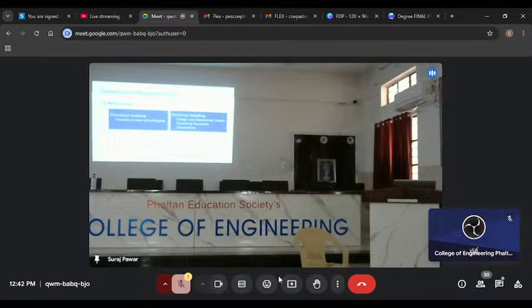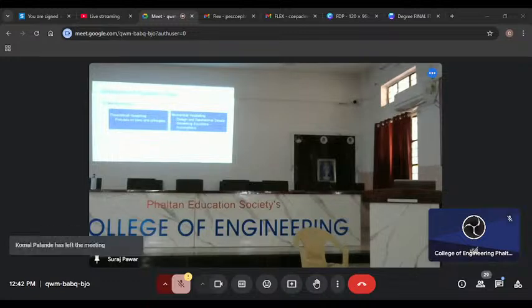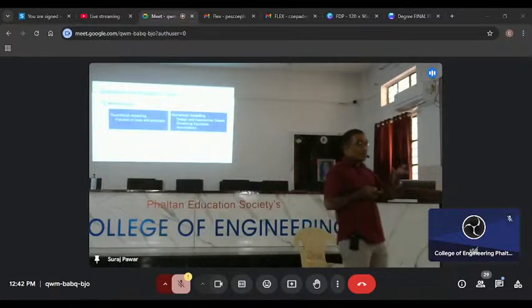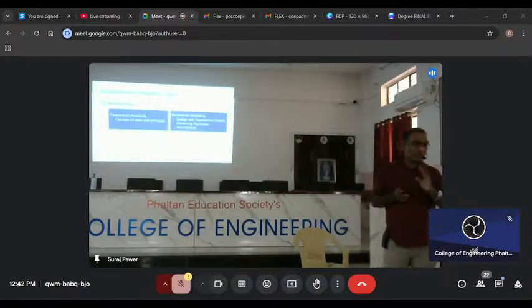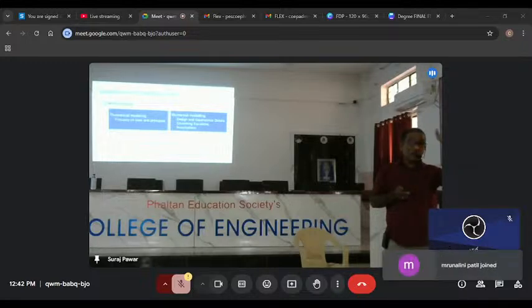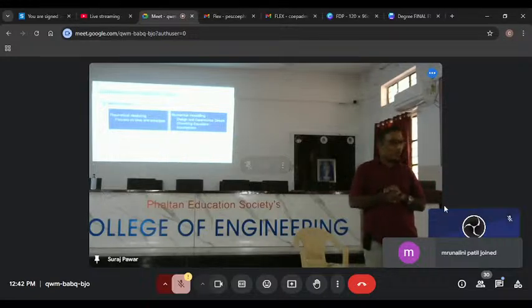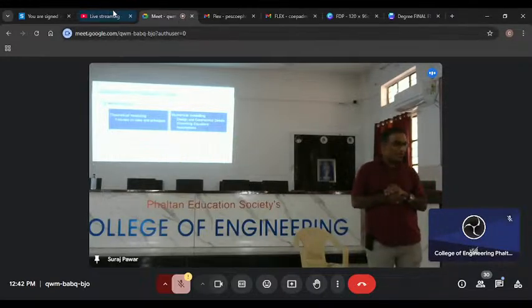Then numerical modeling. Why is this numerical modeling required? Design and geometrical details. Right? For each and every program, electronics, you can take computer science and engineering, then civil, mechanical and electrical. Right? Suppose you are designing any controller under the electrical engineering program. Then design is applicable. Right?